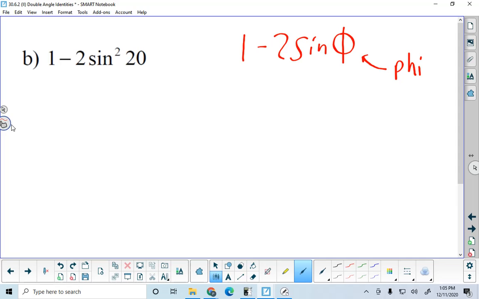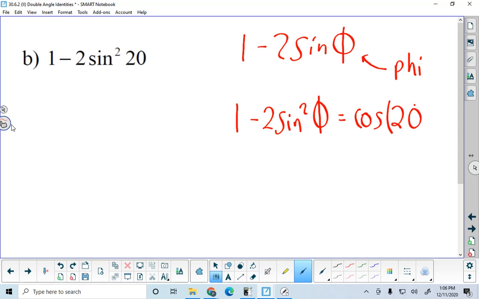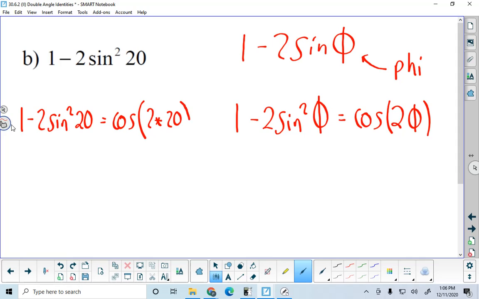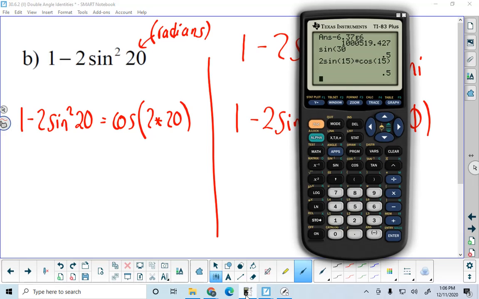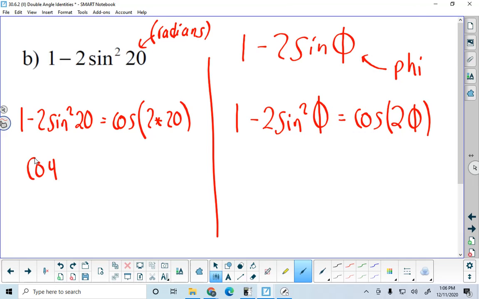And on your formula sheet, you were told 1 minus 2 sine squared of phi is equal to cosine of 2 phi. Well, you're told with alphas, but again, you need to be adaptable. Which means that 1 minus 2 sine squared 20 is equal to cosine of 2 times 20. And by the way, that's radians, because there's no degree symbol. In other words, the answer is cosine of 40 radians.